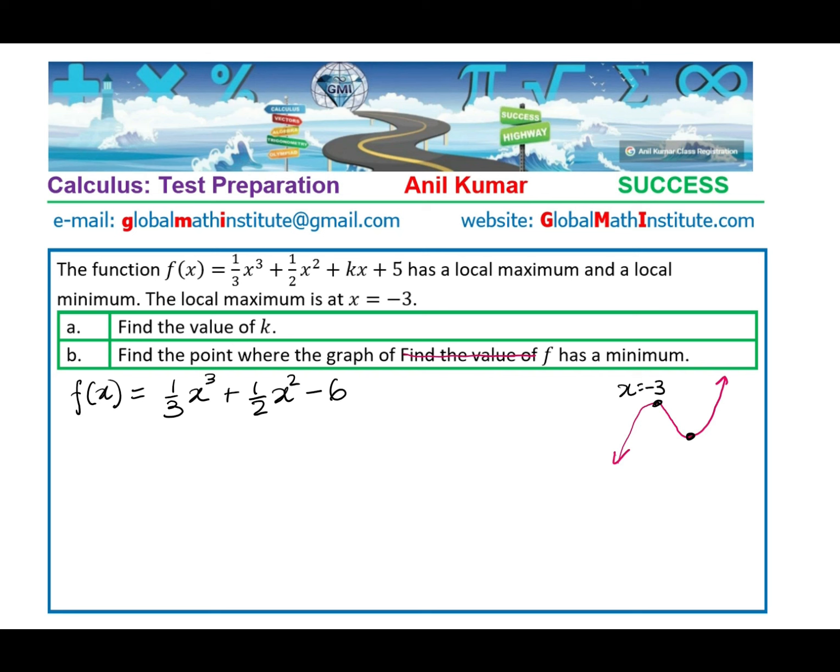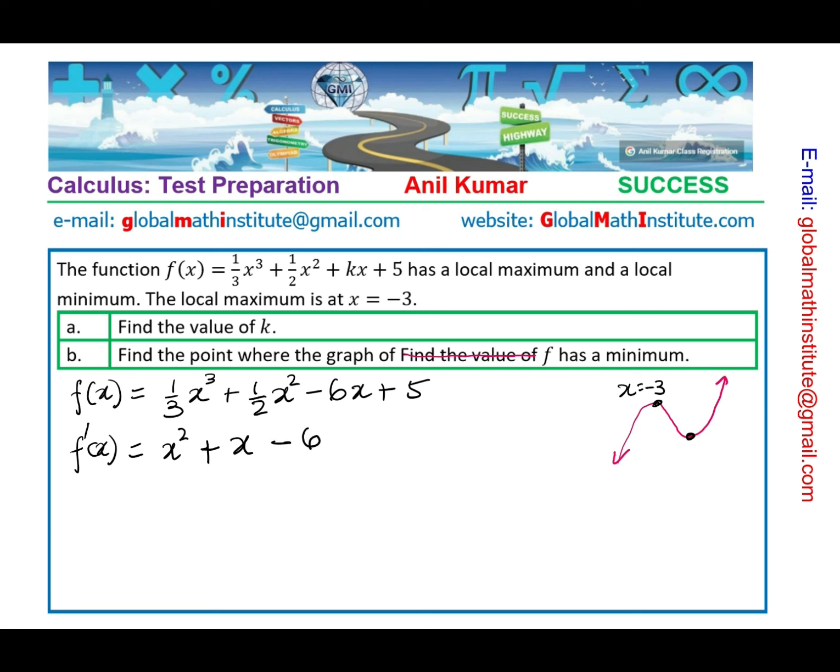So we have the function, k is minus 6. Now we know it, right? So the derivative of this particular function is going to be 3 times 1/3 x squared, 2 times half, which is 1, so we get x. And here we get minus 6. We want this to be 0. That's what we need. And we need to find the value of x, since we are looking for the minimum now.